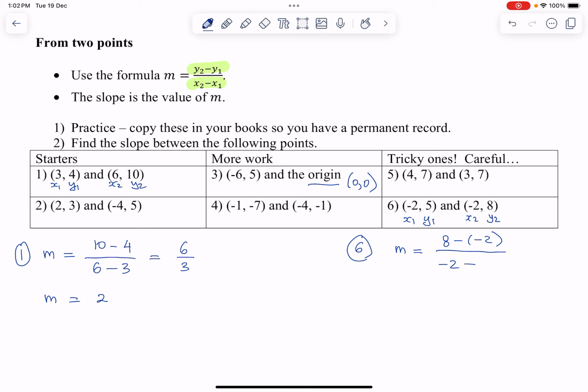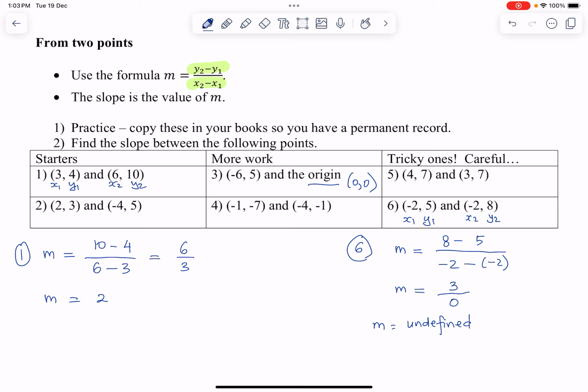Oh, okay, so I think there is a mistake here. This should be y1, which is 5. And this one should be x1, which is -2. Okay, so we have 8 minus 5, which is 3, and we have -2, subtract -2, so -2 plus 2, which is 0. So in this case, we cannot divide by 0, so the gradient is actually undefined. So be careful there, okay?